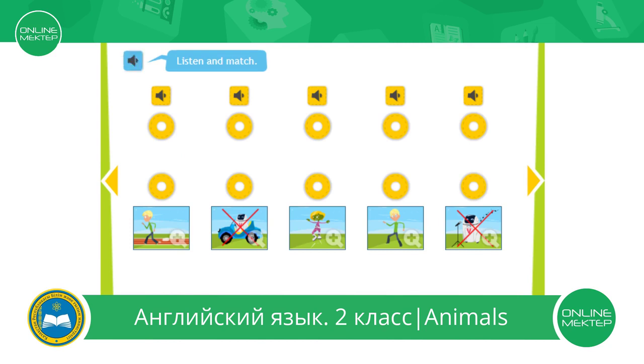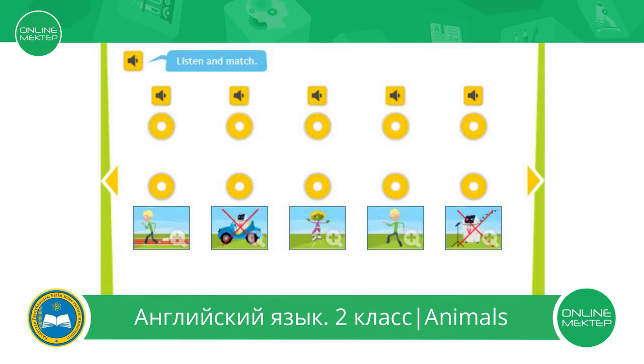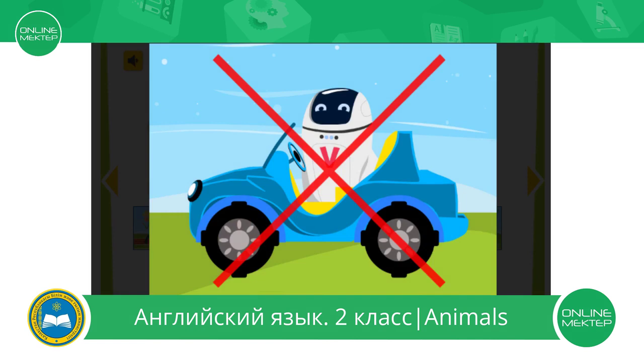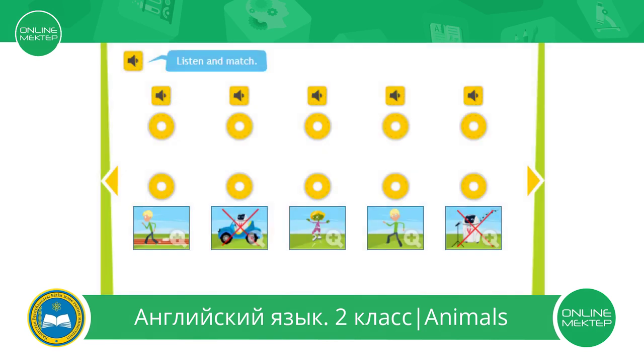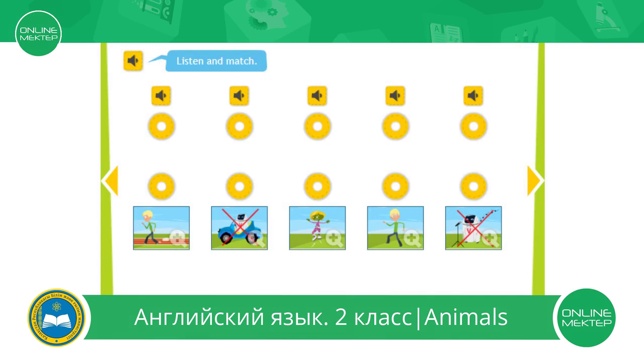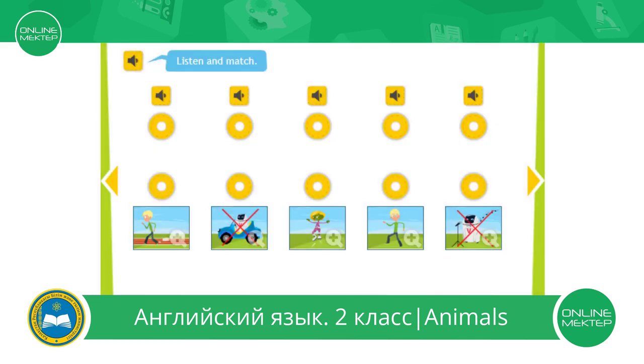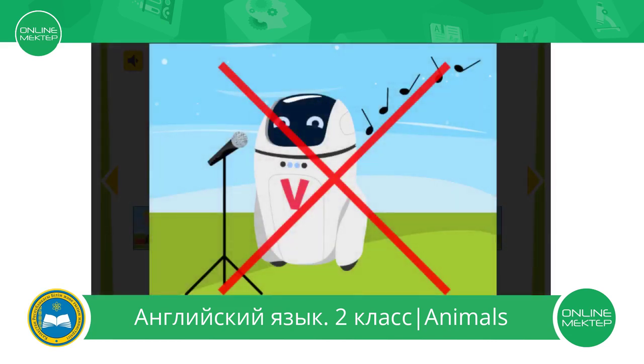Now, let's do an exercise on can and can't. Listen and match. Let's look at the pictures first. Picture number 1. I can run. Number 2. I can't drive. Number 3. I can jump. Number 4. I can dance. And the last one. I can't sing.